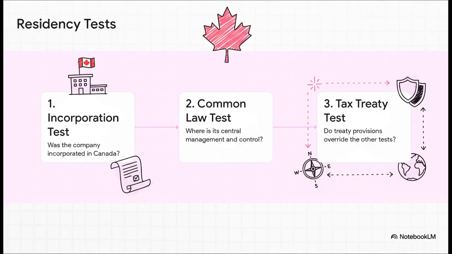So, how is this residency status actually determined? Well, it's not based on just one thing. The tax authorities use a combination of three key tests. The first one is the most straightforward. If you incorporate your company in Canada, it's generally considered a Canadian resident. But that's not the end of the story, which brings us to the much more subjective common law test.